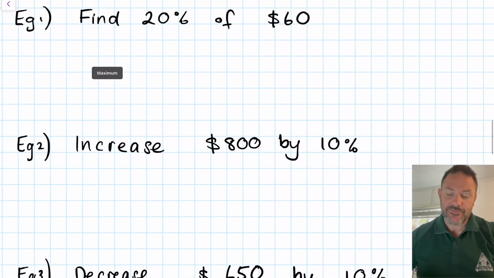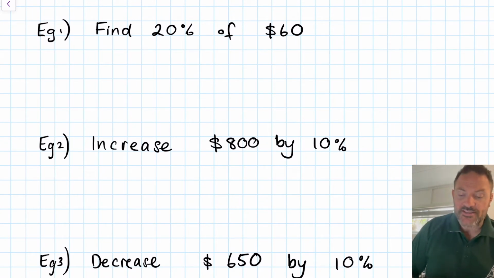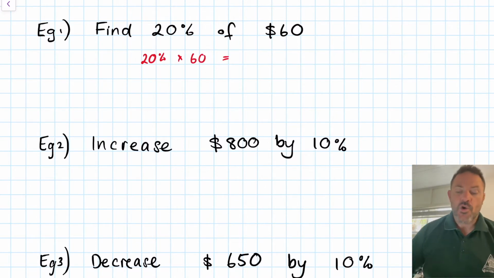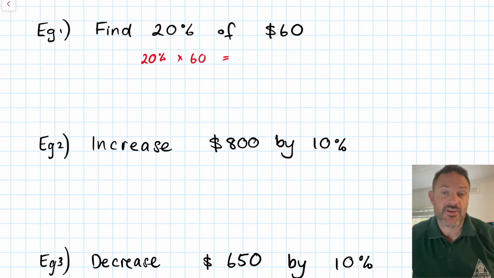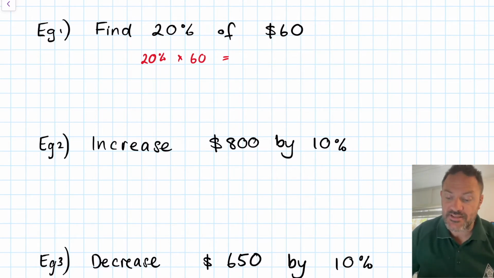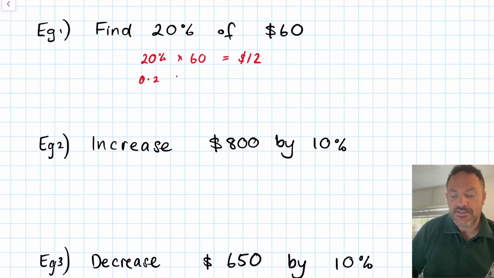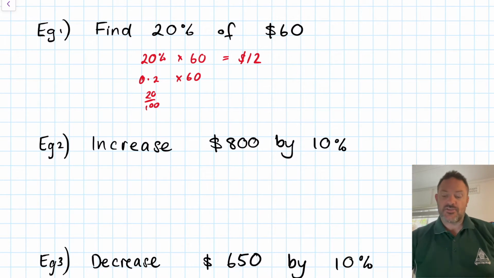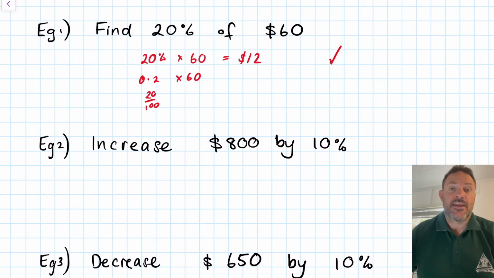Okay, so let's have a look at the first one. Find 20% of $60. Of course, we could simply say 20% times 60. Or we could find 10% if we're doing a non-calc method and say 10% is $6, therefore 20% will be double $6, which is $12. You might use a decimal, 0.2 times 60. You might even say 20 over 100, or 1/5 times 60. Either way, it will still give you that $12. We weren't increasing or decreasing, so that's my answer.